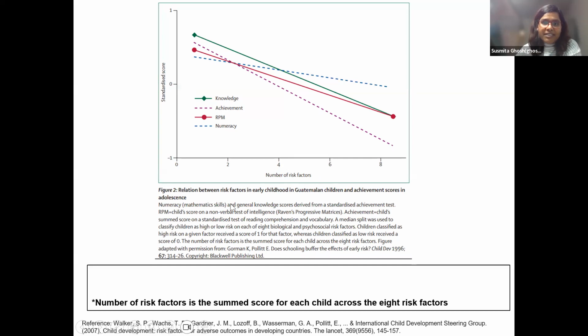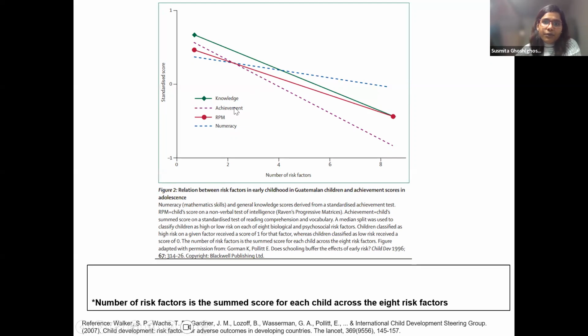Numeracy is like mathematical skills and general knowledge scores derived from a standardized achievement test, and the RPM is the child's score on a non-verbal test of intelligence. The achievement can be measured by the child's summed score on a standardized test of reading comprehension and vocabulary. And the last one is knowledge, that can be measured also with a standardized score.